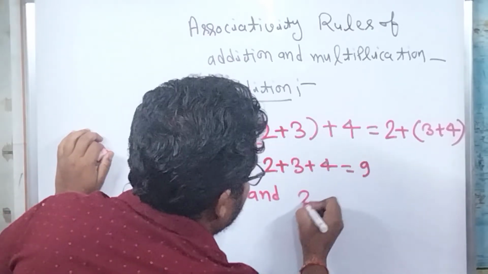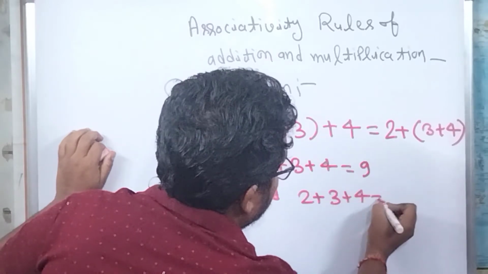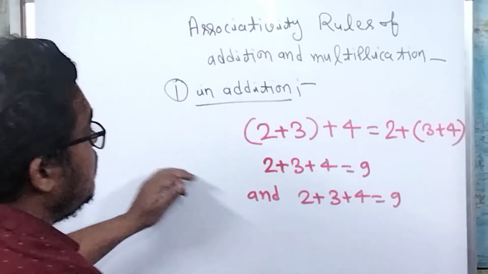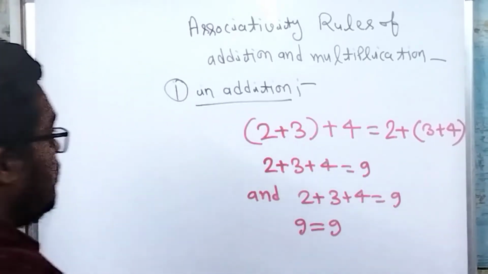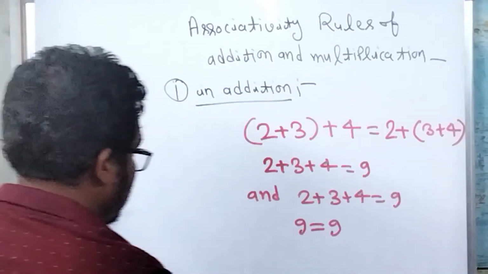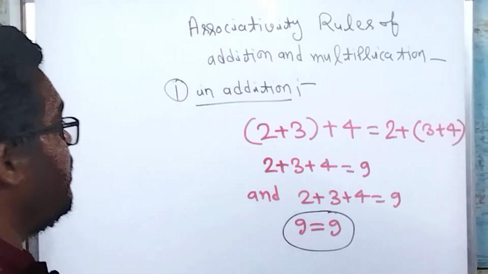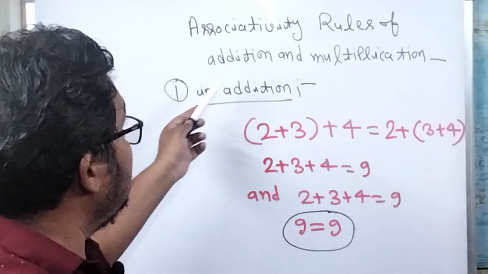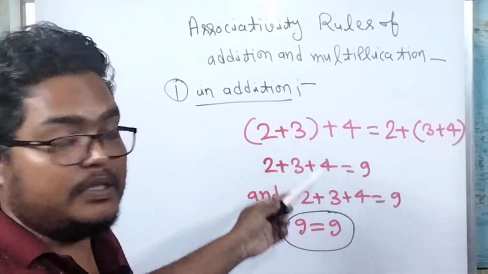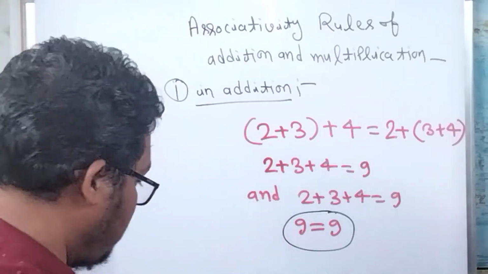2 plus, this bracket is open, (3 + 4) is equal to 9. Here we see that 9 is equal to 9. So we understand that if 9 is equal to 9, then the associativity rule is followed in addition. And second, we see the example of multiplication.